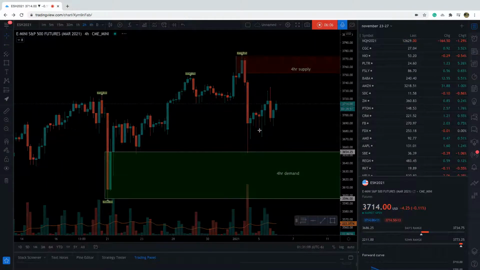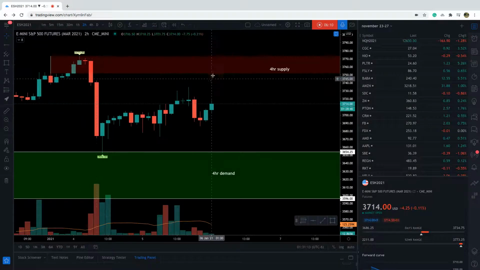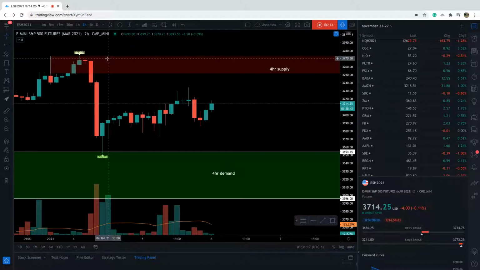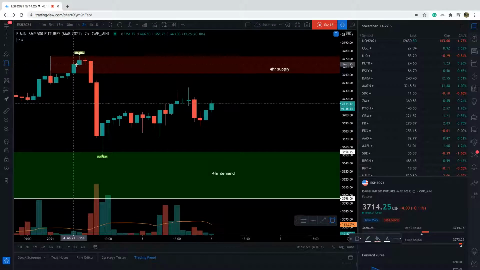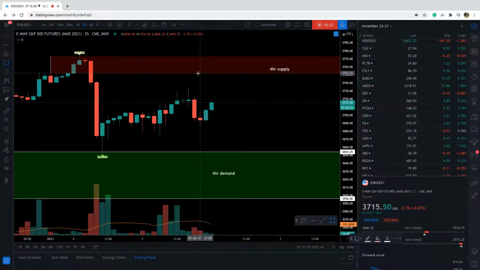So let's move into a 2-hour zone. You see we have some supply within this 4-hour zone. That would be called a stacked zone. So we're looking to see which of these zones actually reacts. Just because price goes into this right here doesn't mean it's time to go short. You wait for a tag of that zone and a reaction.